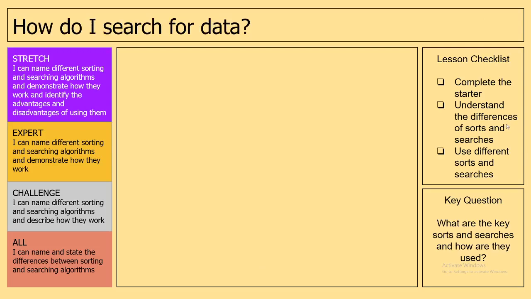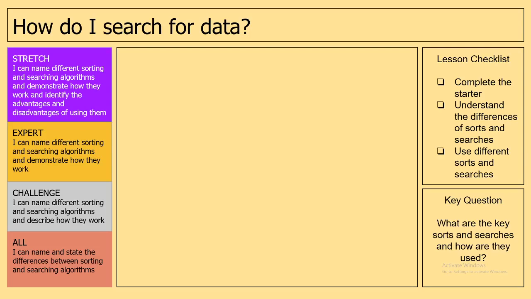So we need to be able to search for data. We need to be able to find data. It can be nice, easy and simple. I might have a stack of football cards in front of me and I might need to find a particular player from Luton Town. So I might need to find Simon Sluga. So I need to search through all the different cards that I've got to find Simon Sluga.